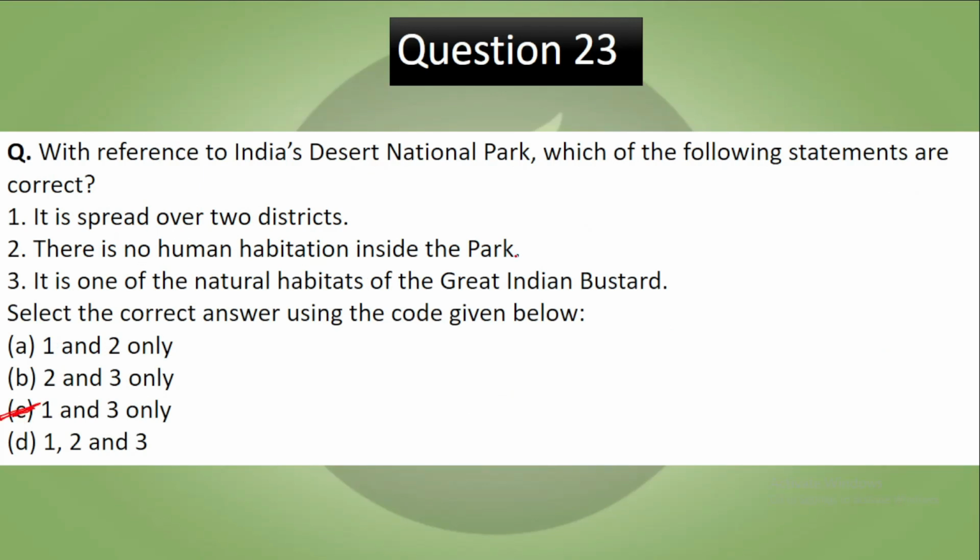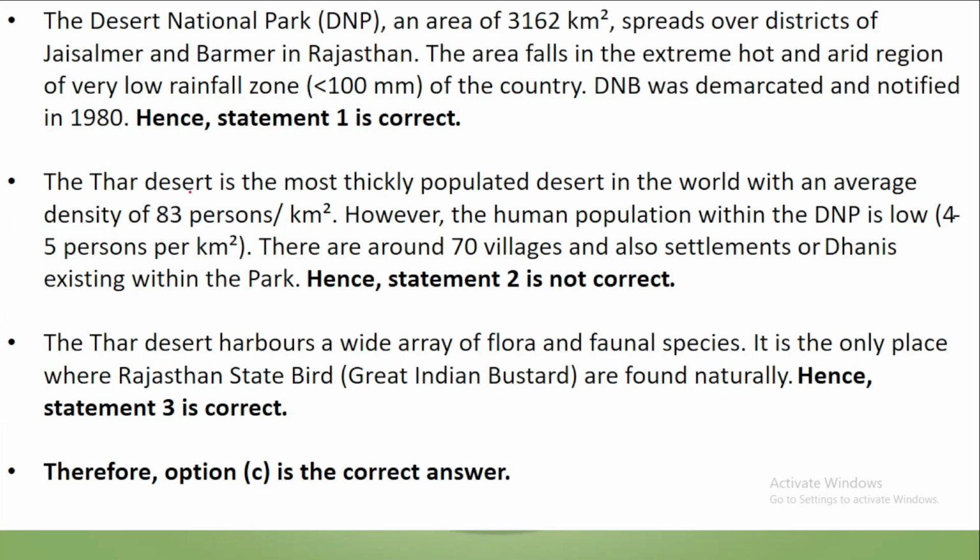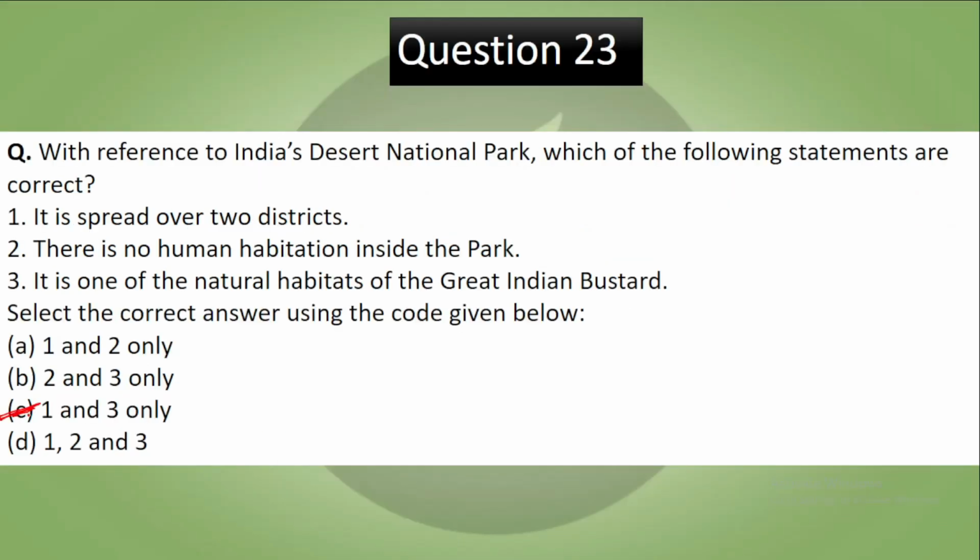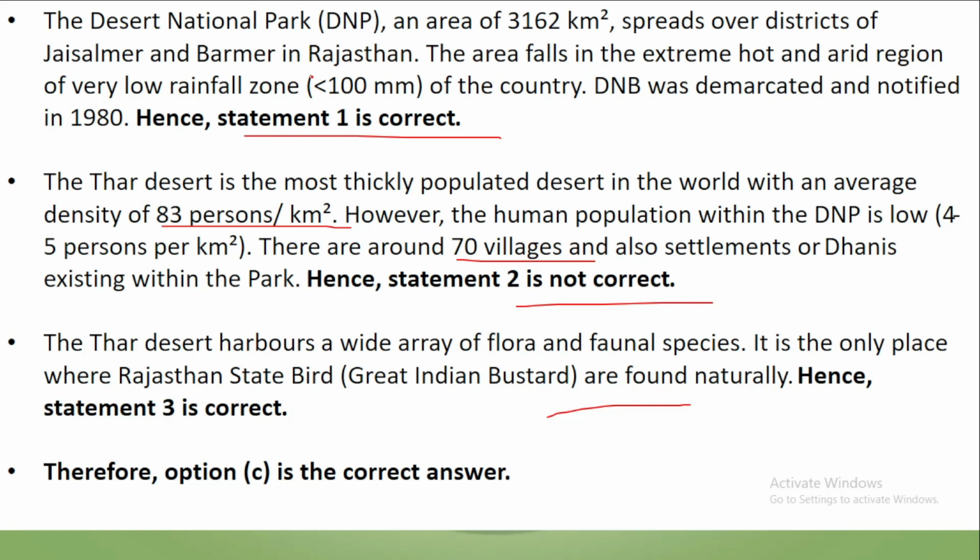There is no human habitation inside the park. This is an extreme statement. The Thar Desert is the most thickly populated desert in the world with an average of 83 persons per kilometer square. However, human population in the Desert National Park is low. There are around 70 villages inside it, and also settlements of Dhanis existing within the park. First and third were correct, so your correct answer is C. It is spread over 2 districts. The districts are Jaisalmer and Barmer in Rajasthan.